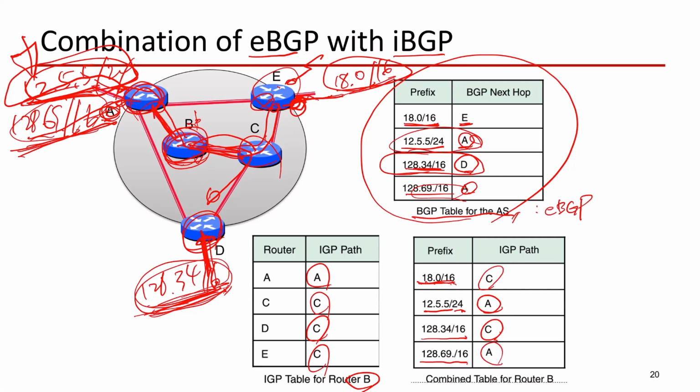Clear? So we just learned how we set the routing table for B, and what eBGP and iBGP look like. Okay. Any question about this? Too easy?